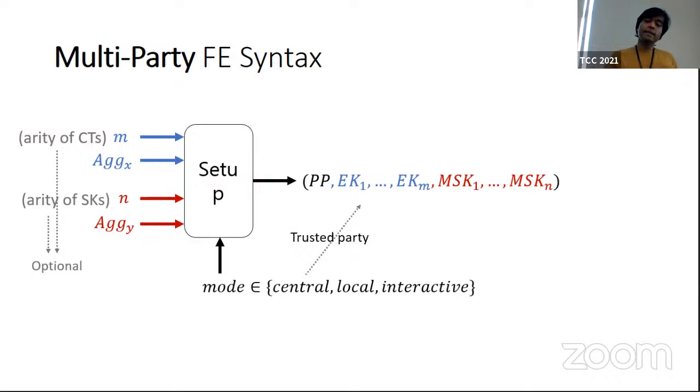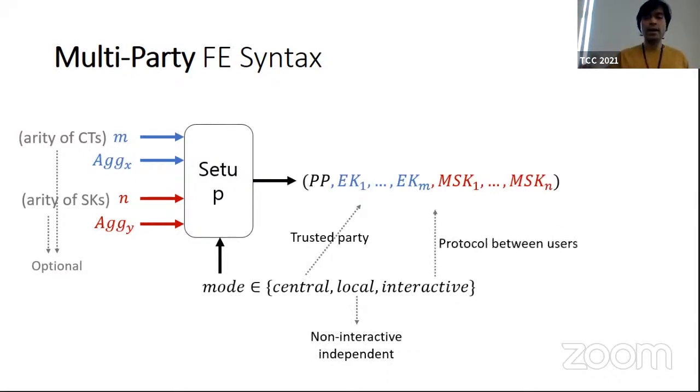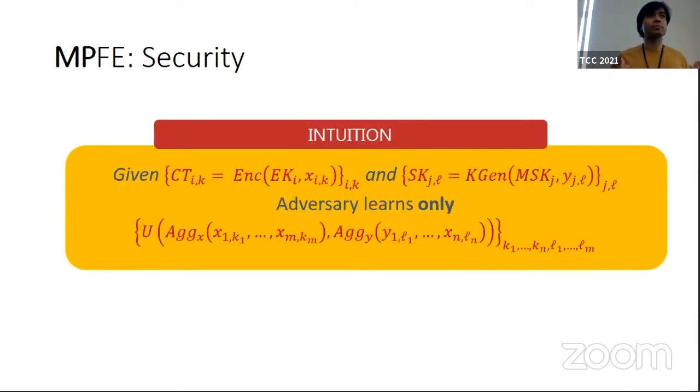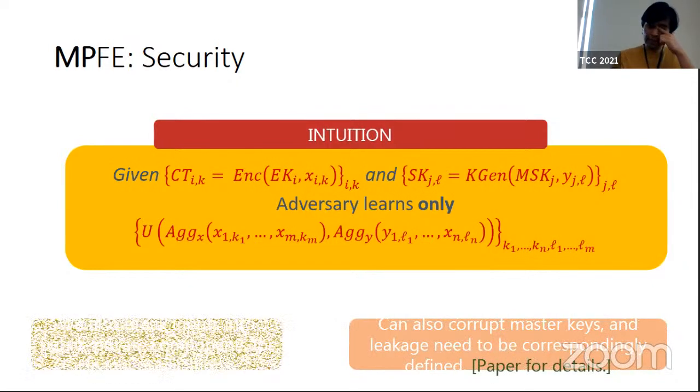The central mode dictates that the setup is done by a single trusted party. A local mode is a non-interactive setup done by everyone independently. And interactive could be a protocol between users. So depending upon that, you can appropriately capture all encryption functionalities. The security can also be intuitively captured by saying you cannot learn anything beyond what you can learn by running the decryption algorithm. I'll refer you to the paper for more details.